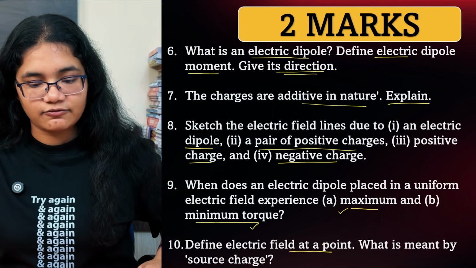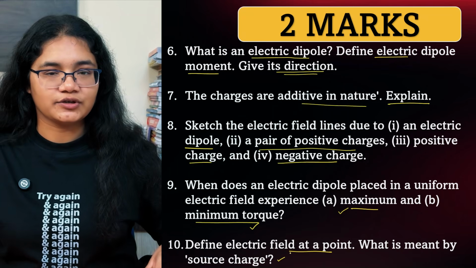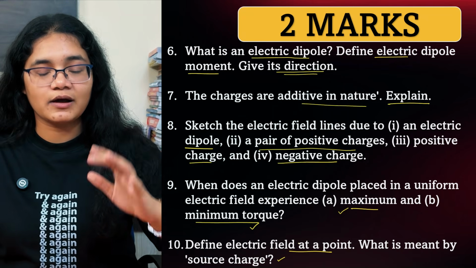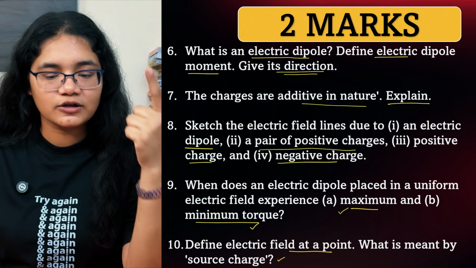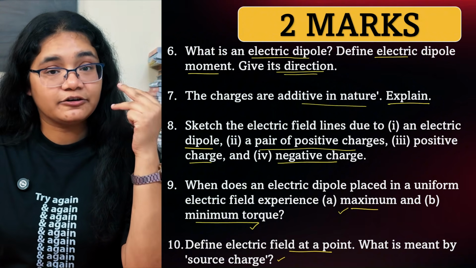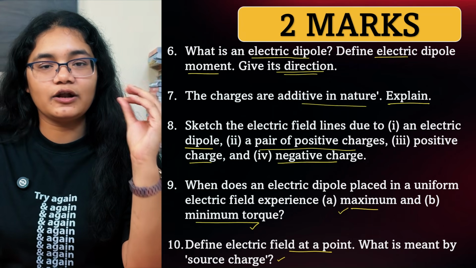Next, define electric field at a point. What is meant by source charge? These are certain definition terms. So for 2 markers, Coulomb's law, Gauss law, electric dipole, electric flux, electric field, these all definitions are very important. Okay, so children, these are the most important questions from this particular chapter.